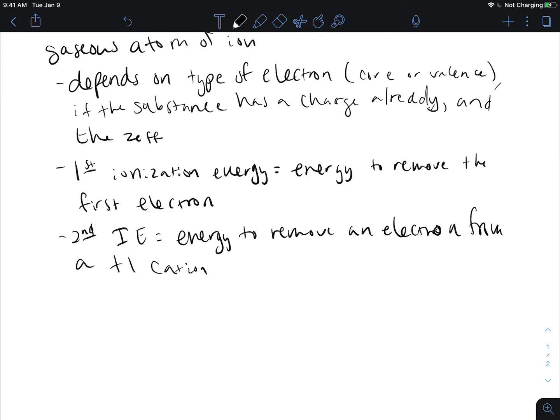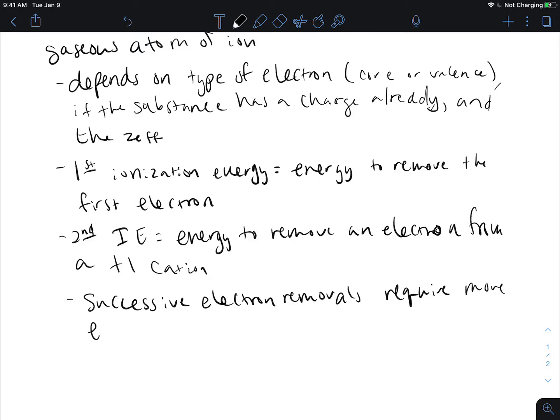And it's going to be harder and harder to remove electrons as you've already removed one. So it is harder to remove an electron from a +1 cation versus a neutral atom. So we'd say that successive electron removals require more energy. So our first one is always going to be our lowest out of all the ionization energies.